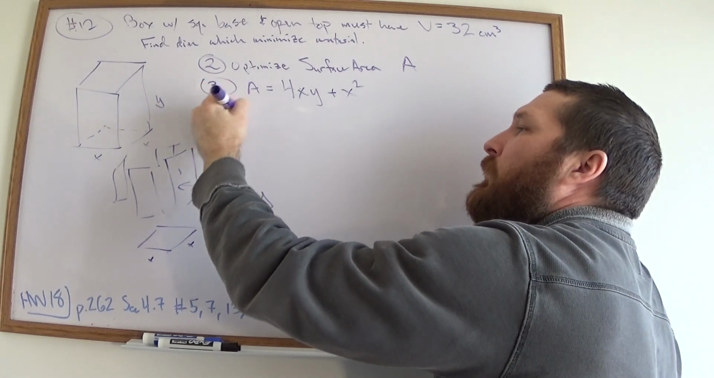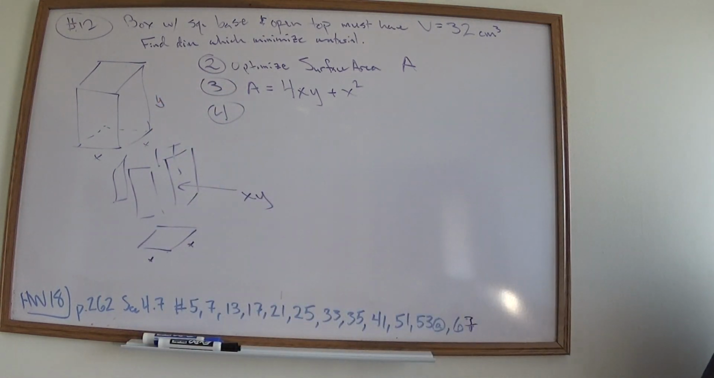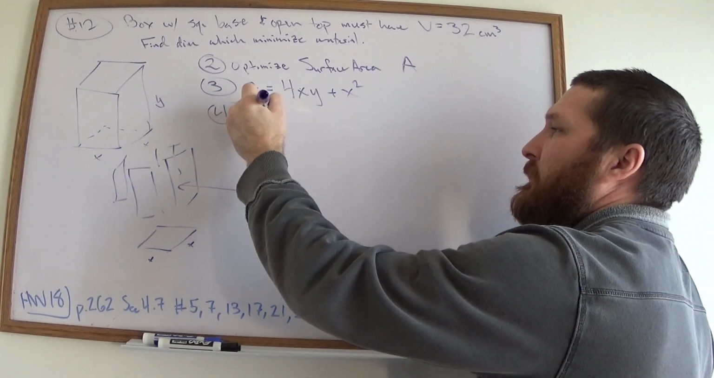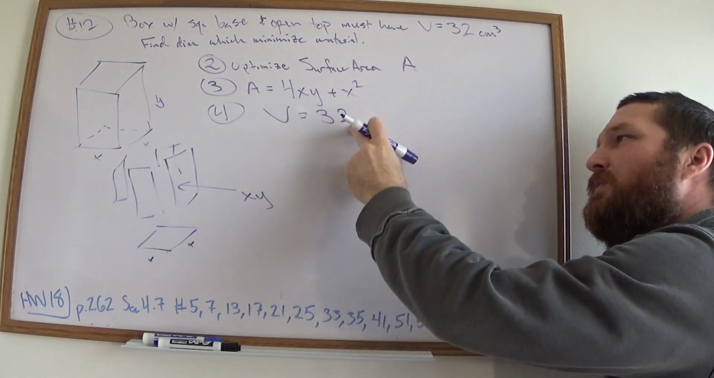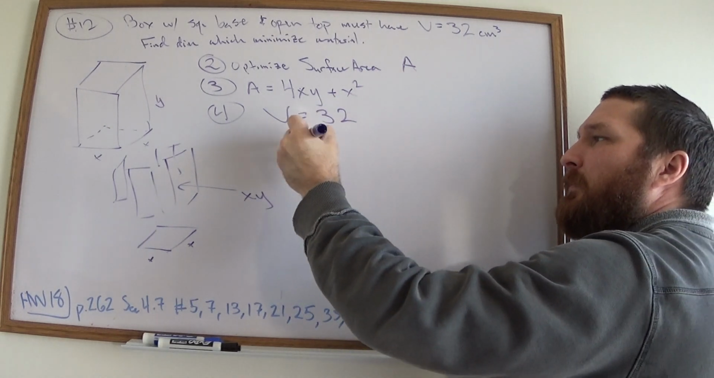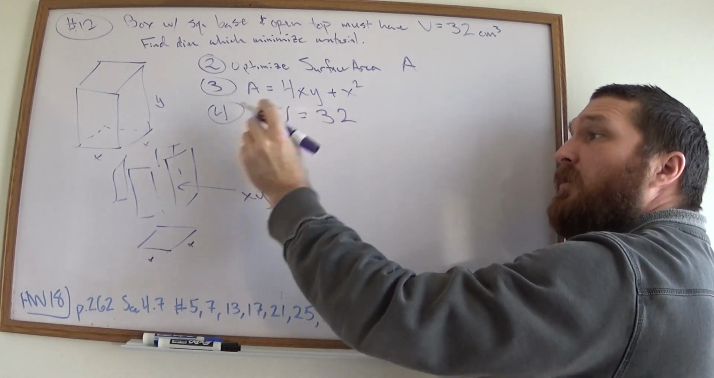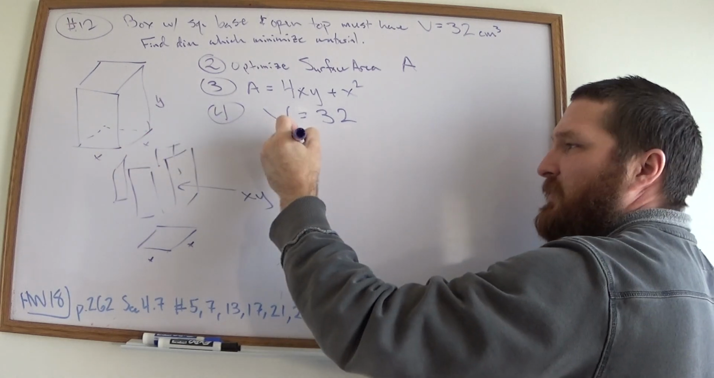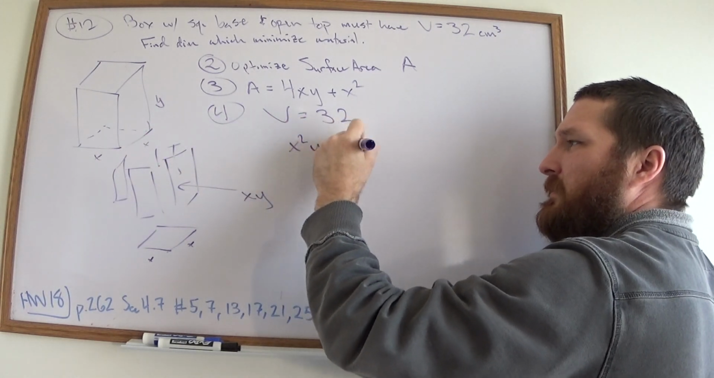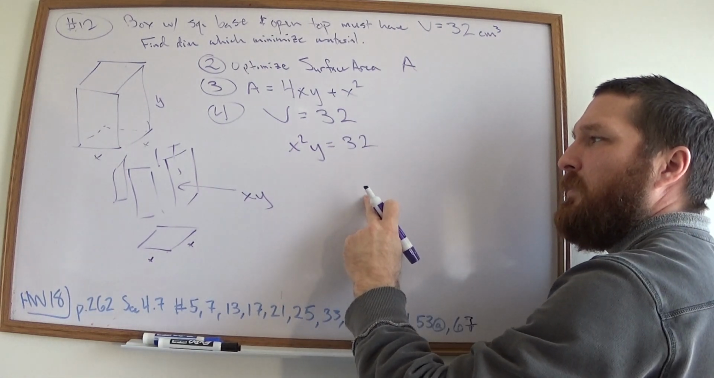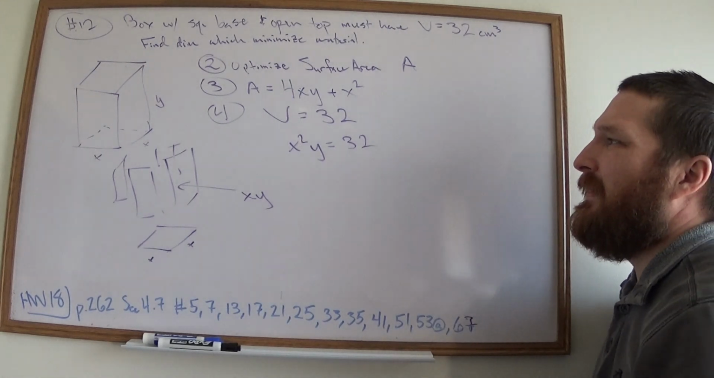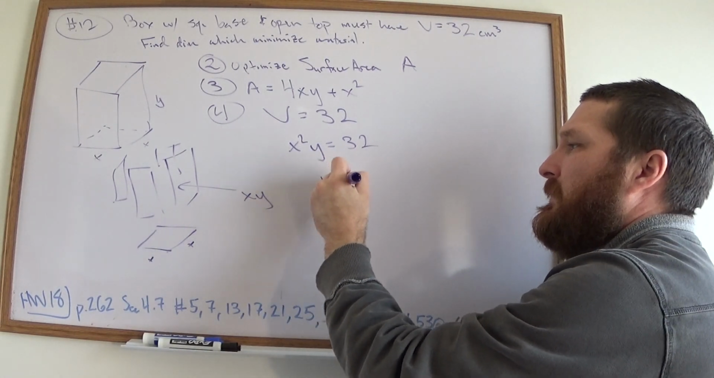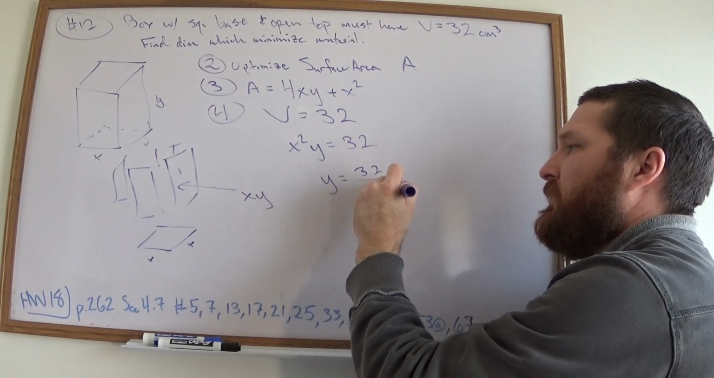Step 4 would be write a constraint function. Are we given a constraint? Yeah. The volume, x squared times y, equals 32. So now step 5, use this to turn this into one variable. The volume is x squared y equals 32, and we want to get this down to one variable. Which variable would we like to get rid of? I think y. Get y by itself, so y equals 32 over x squared.